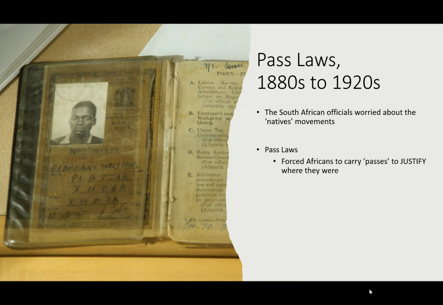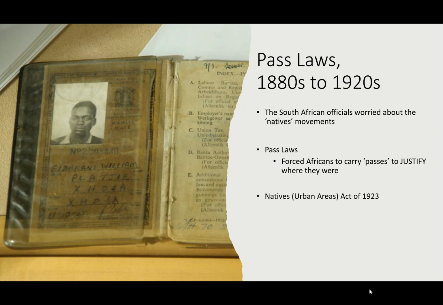Those pass books, Africans were forced to carry them to justify their location. So their presence was going to be justified by the recorded history of their movements in these passbooks. If an African moved into a certain area, they would have to get that documented in their passbook so that if they're found in that area, they would be seen as justified.